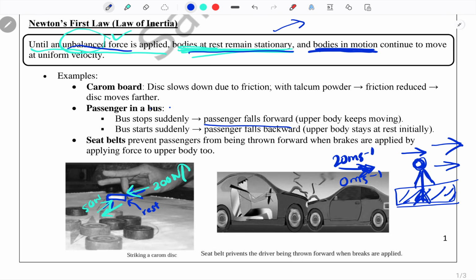Okay, then think of the opposite side. Now the bus starts suddenly. Your body is at zero velocity, but the bus starts moving at 20 meters per second. Now think in the opposite way. If this unbalanced force is not transmitted to your body, what happens? Your body still tries to remain stationary, right? This part of the definition is working when the bus starts suddenly. Your body tends to remain at rest, in a stationary way, but the bus starts moving.